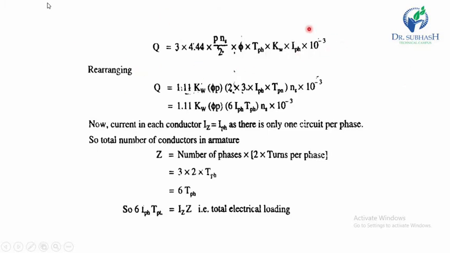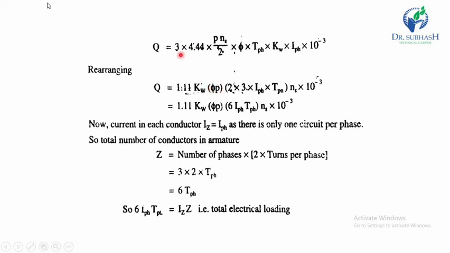Now in this equation we are rearranging. Why are we rearranging? Because we have to put the values of magnetic loading and electric loading in the equation. So first of all we take P, the number of poles, and connect it with phi, so P into phi, which is called P phi, which is the total flux on the machine or the total magnetic loading.